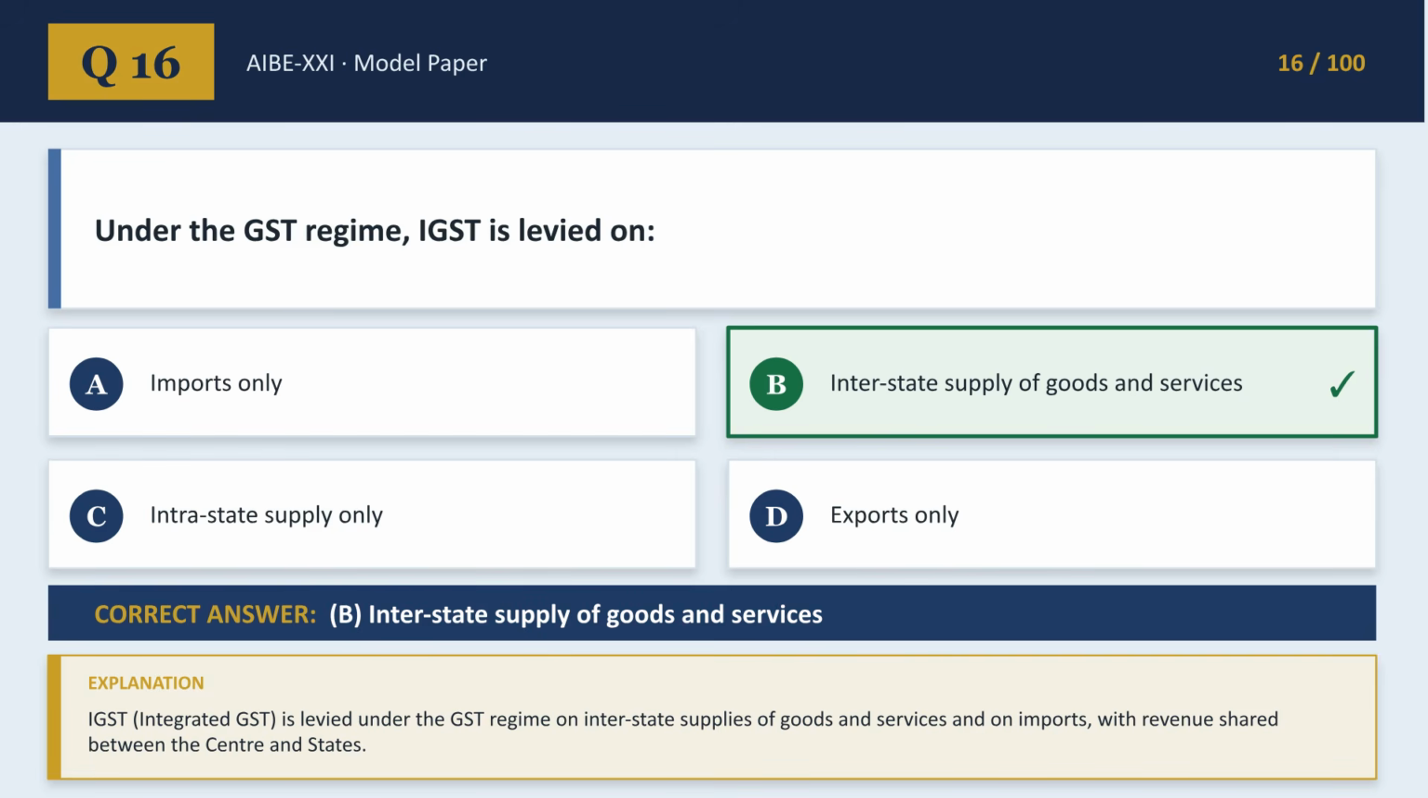Question 16 asks on what IGST is levied under the GST regime. The correct answer is B, interstate supply of goods and services. IGST applies to cross-state supplies and imports, with revenue shared between the center and states.